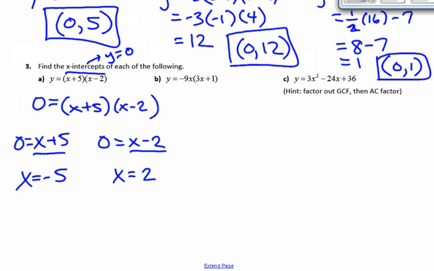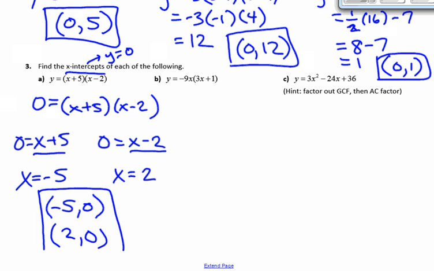So then, again, you do not want to leave your answer as -5 and 2. We want to write them as points. And so it's the x-intercept, so the number -5, then 0, and then also the number 2, 0.